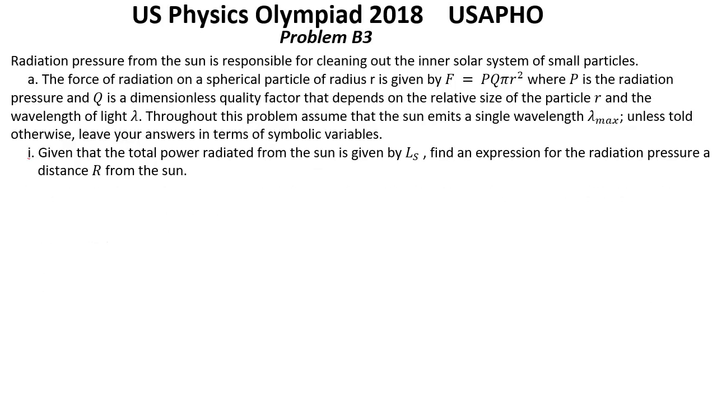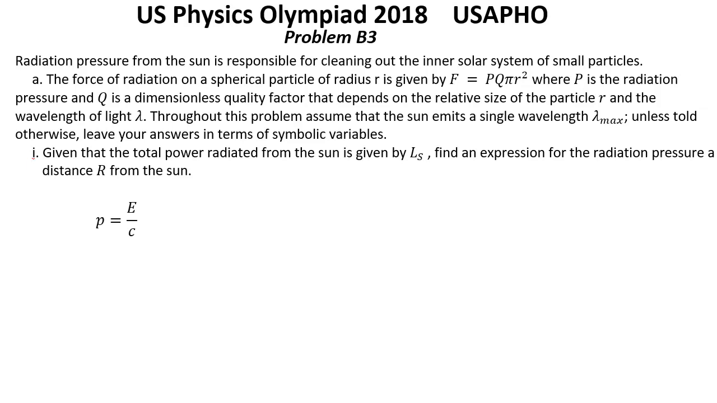Solution for part A, question I. Given that the total power radiated from the Sun is Ls, find an expression for the radiation pressure at distance r from the Sun. Solution. We can use the formula which connects the impulse and energy of one photon: impulse equals energy over the speed of light.